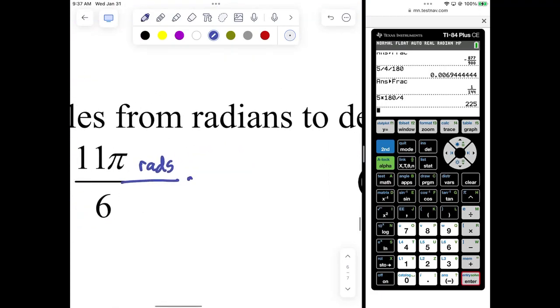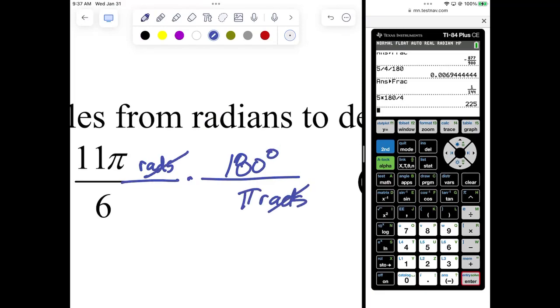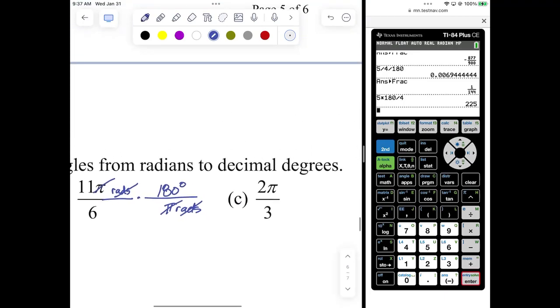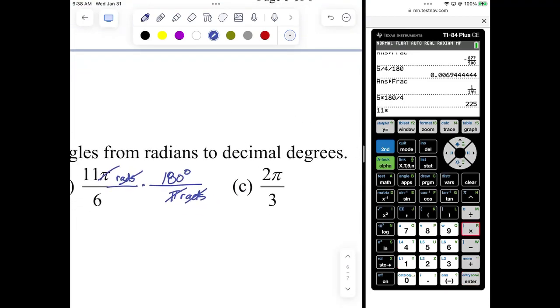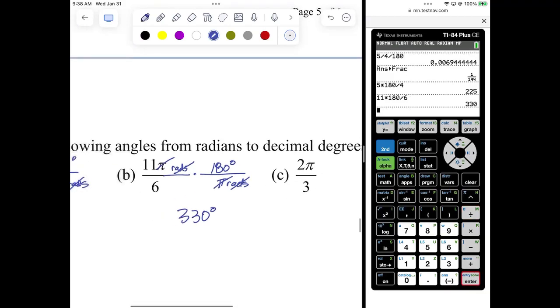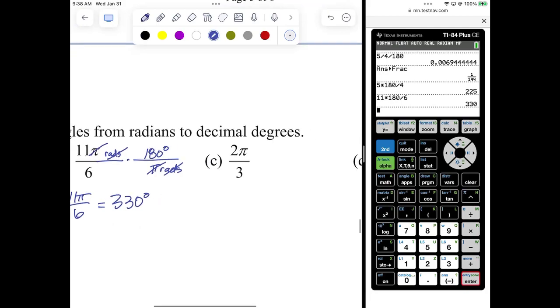Let's see if we can get to this example. I'm going to multiply again by 180 degrees over pi rads. Not just the rads divides out, but so do the pi. And so now we're left with 11 times 180 divided by 6, and we get 330 degrees. That's another one that you're going to end up memorizing. 11 pi 6 is 330 degrees. Those are equivalent angles right there.